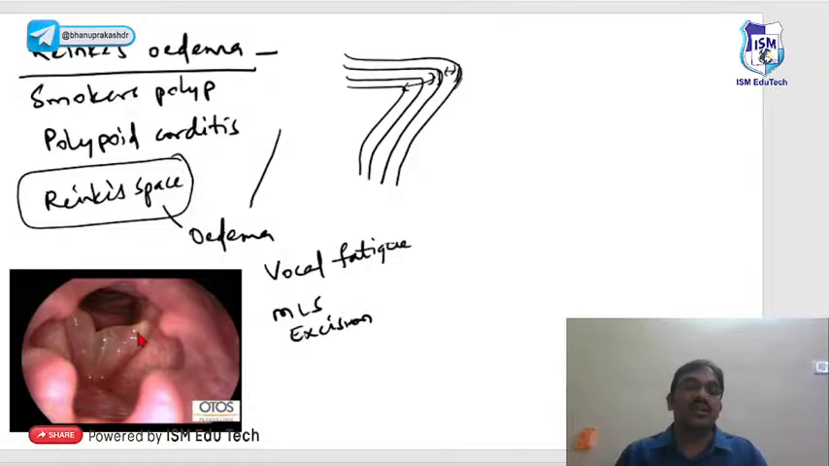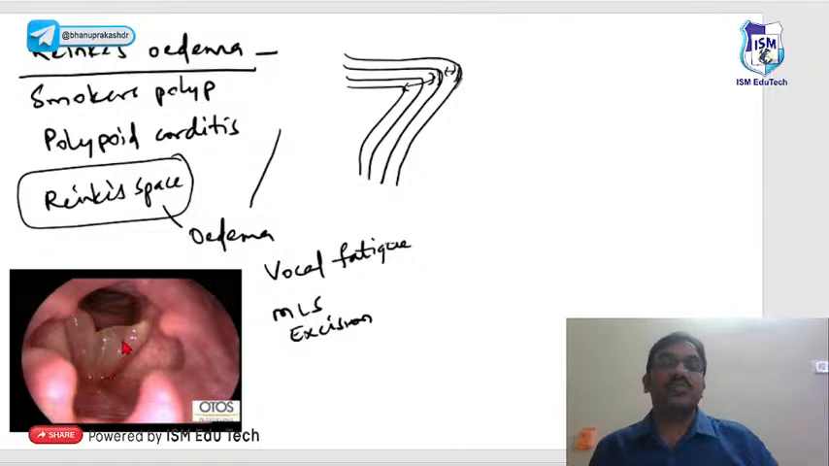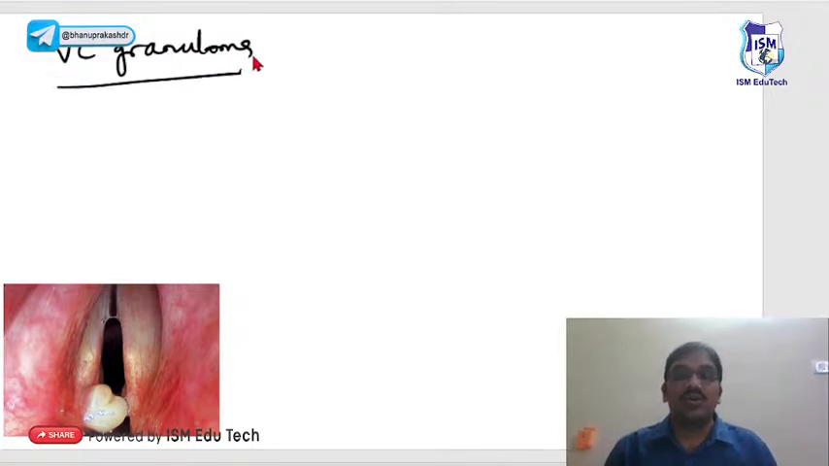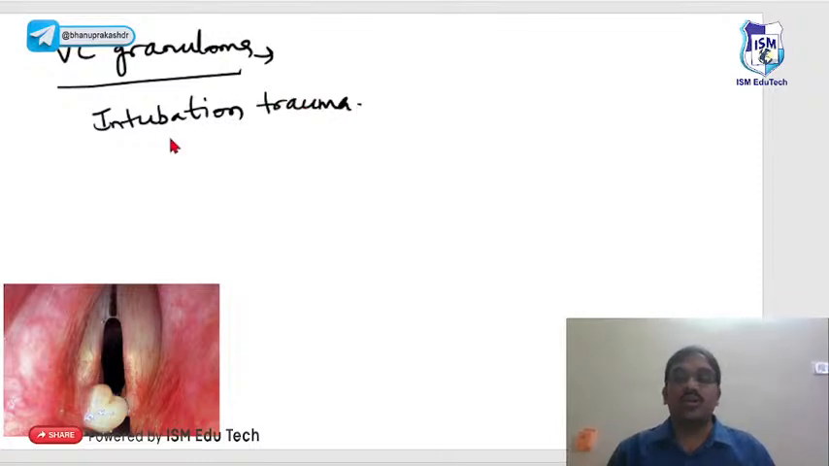Excision: open the epithelial layer, excise all the contents inside and approximate the epithelial layer. And here comes your arytenoid granuloma or vocal cord granuloma. This is most commonly vocal cord granuloma, also called intubation granuloma, because this most commonly happens due to intubation trauma, okay.